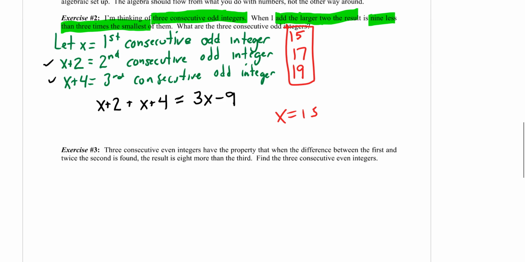If we're doing this by hand, 2x plus 6 equals 3x minus 9. Then we have to subtract. I'm going to subtract 2x from both sides.